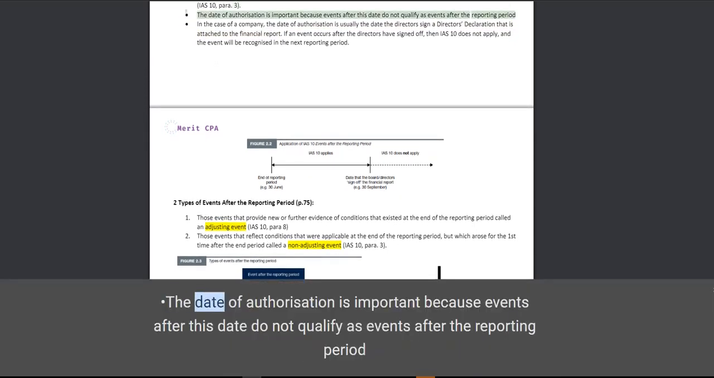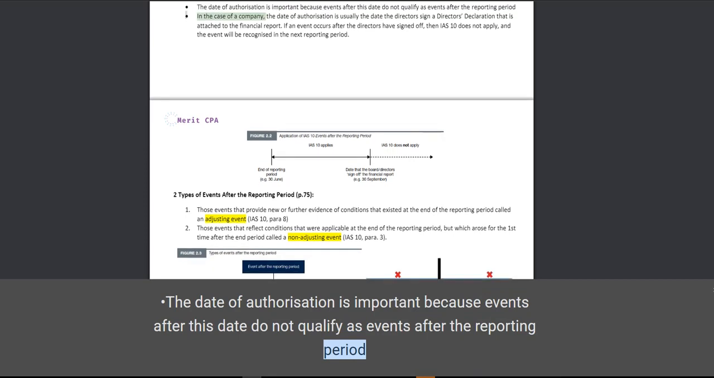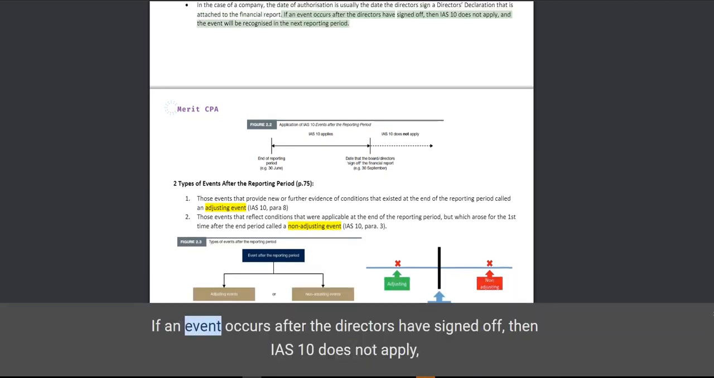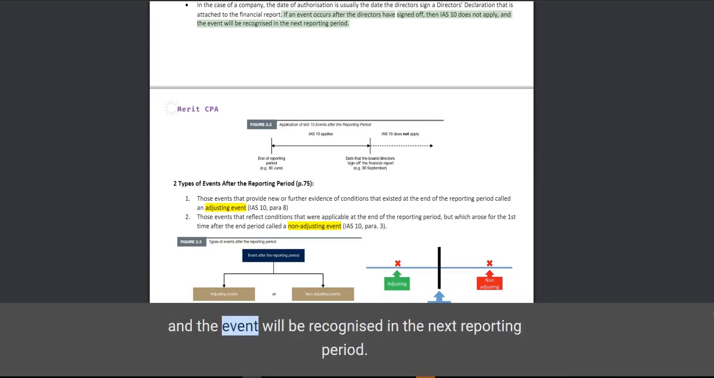The date of authorization is important, because events after this date do not qualify as events after the reporting period. In the case of a company, the date of authorization is usually the date the directors sign a directors' declaration that is attached to the financial report. If an event occurs after the directors have signed off, then IAS 10 does not apply, and the event will be recognized in the next reporting period.